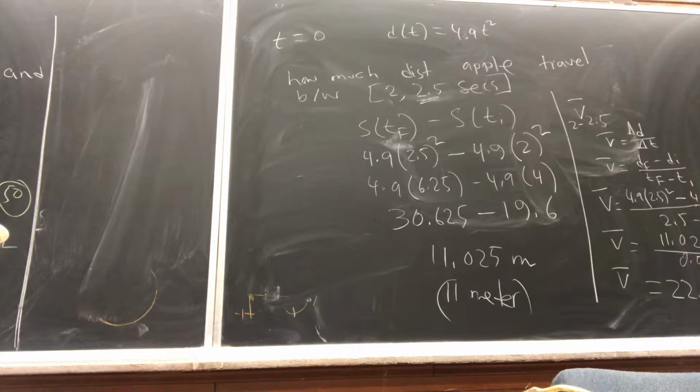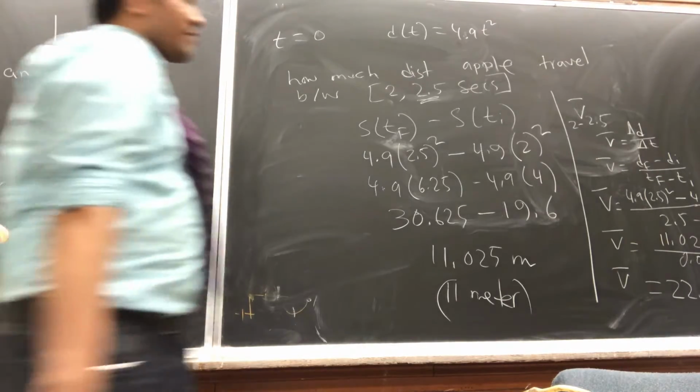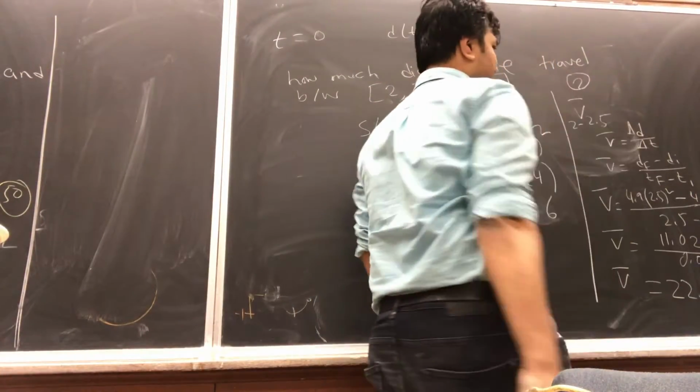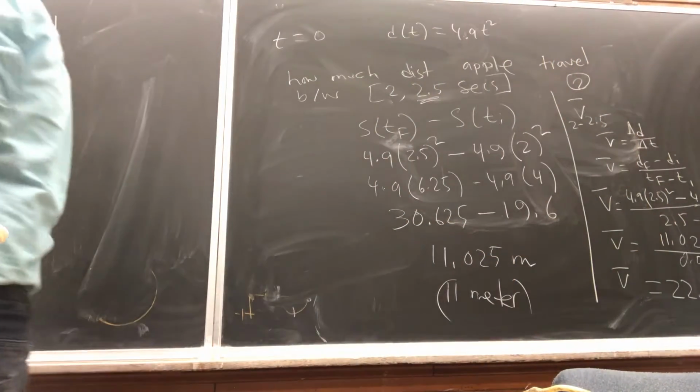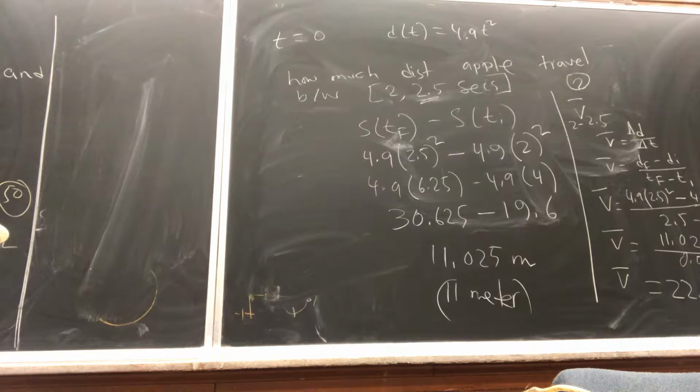The question says to find the instantaneous velocity, but as I said, you cannot find instantaneous velocity in an interval. It's between, yes. Even if I give you 2 to 2.1, you cannot find an instantaneous velocity. Does that part make sense to everyone? Yes? Okay.